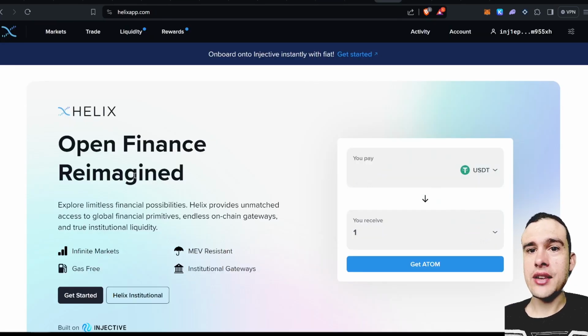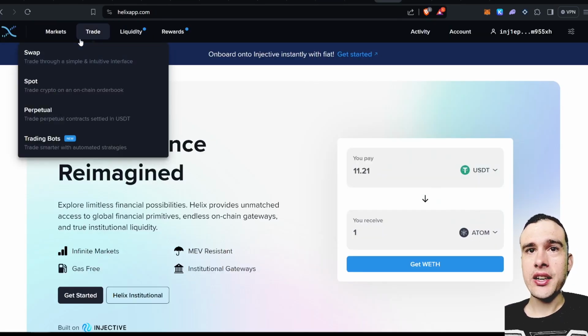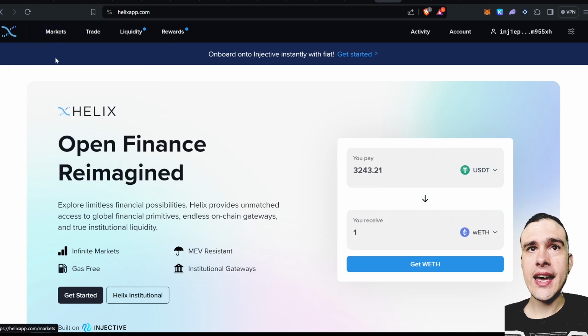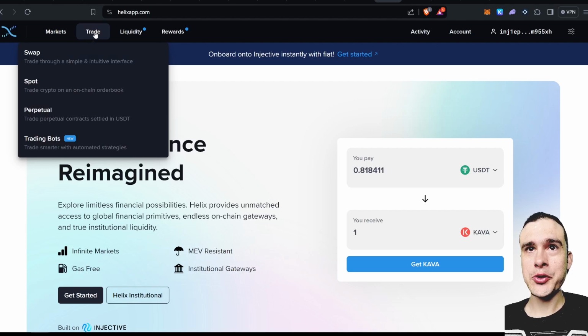But I think what is even cooler is Helix. Now, Helix is a Perp DEX and order book DEX, as well as having trading bots, which is really, really cool. And they use a grid strategy. So let's have a quick look.